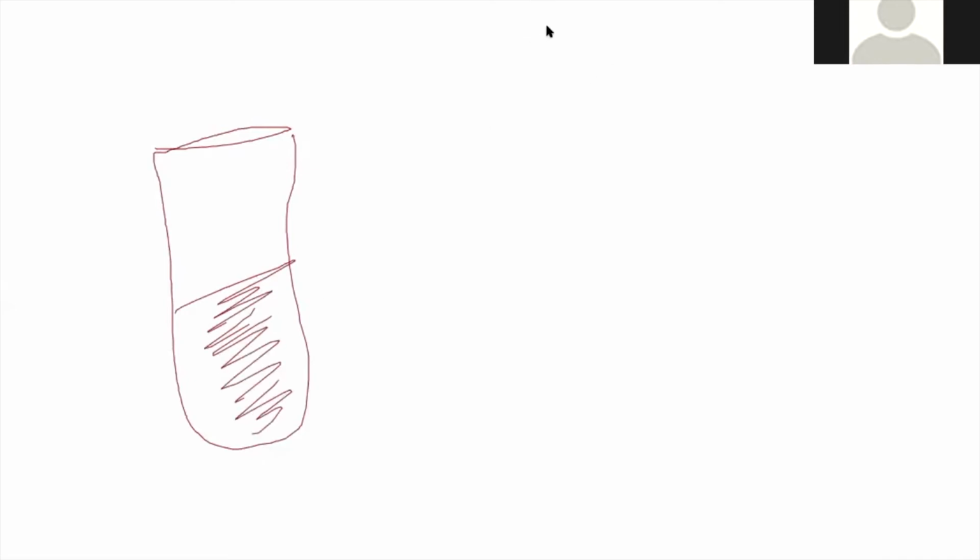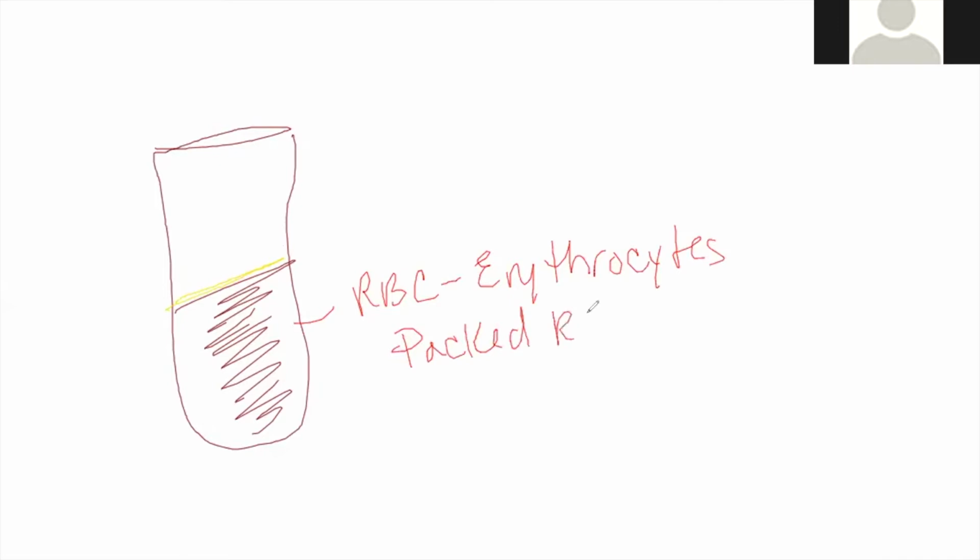Really, that Buffy coat is just a very fine layer on top here. So when we have the packed red blood cell volume, we have the red blood cells. We're going to give them a second name, and they are medically known as erythrocytes, right? So the packed red blood cell volume, this is very important, is known as hematocrit.